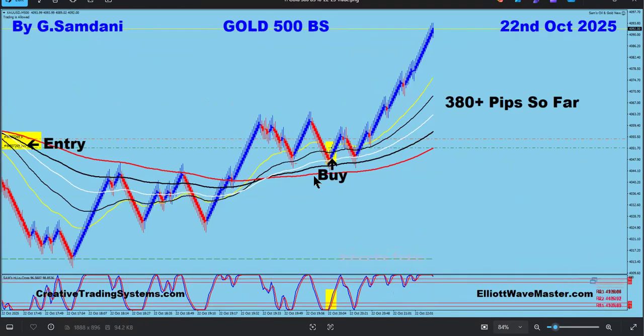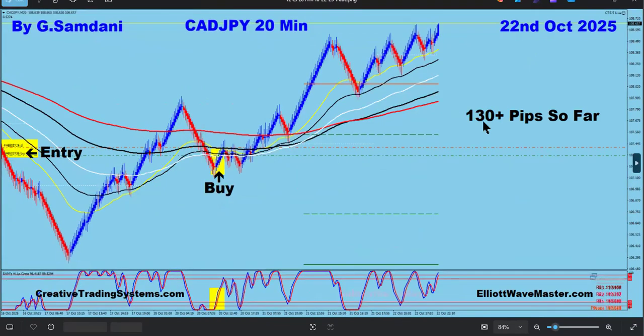On the 22nd, gold again going to the upside for 380 pip. And this is, by the way, from the 500 box size chart, right? A big chart, like a 4-hour chart.